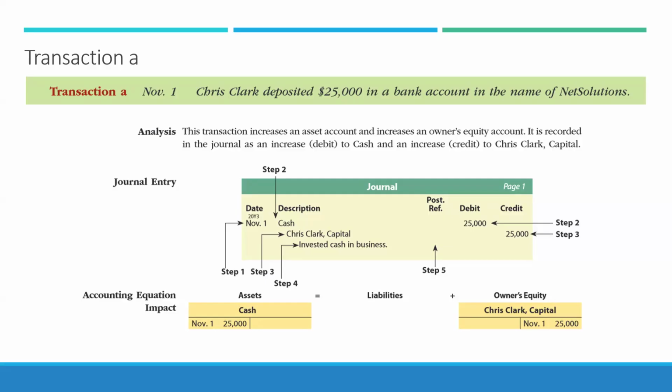What's another account that was affected? Chris Clark Capital. What happened to Chris Clark Capital? It went up, didn't it? We credit it. Do our debits equal our credits? Yes. So the first thing we always do when a transaction occurs is we journal it. We put it in the journal. We journalize it to say what happened, what accounts were affected, and we always do our debits first, okay? Do you see? Our assets went up, our owner's equity went up, but we still balance, don't we? Right?